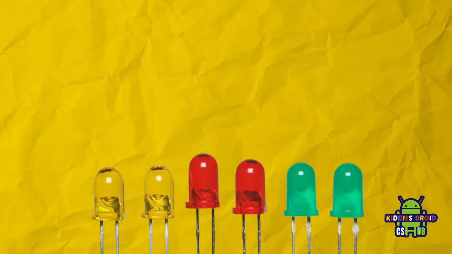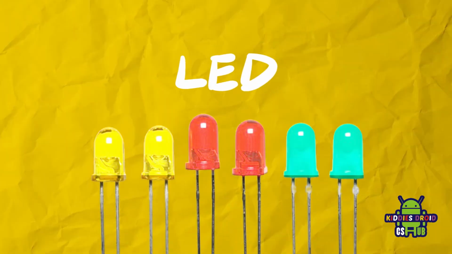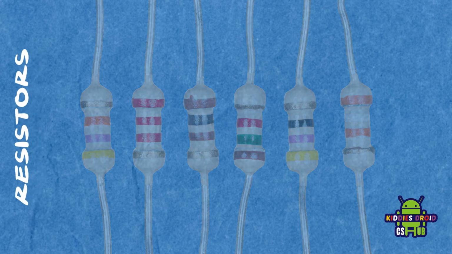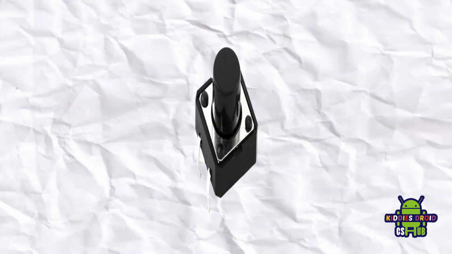Light-emitting diodes, or LEDs, are small electronic components that emit light when an electrical current passes through them. They come in various colors and are perfect for visual feedback in your project. Resistors. Resistors limit the flow of electrical current in a circuit. They help protect components from excess voltage and ensure proper functioning. Push buttons. Push buttons are small buttons which allow users to input commands or trigger actions in our project. They act as simple switches that can be pressed or released.